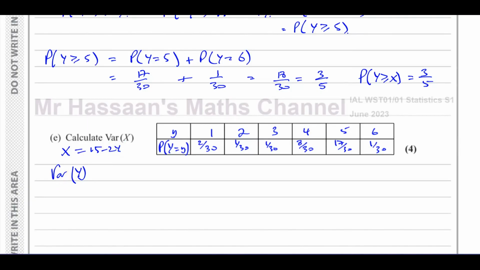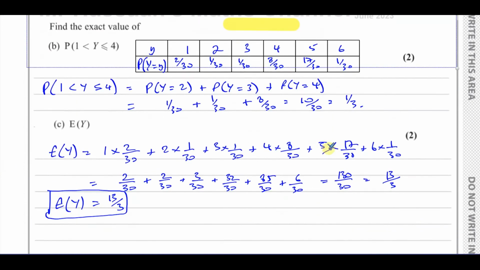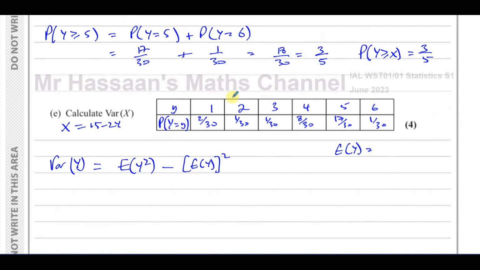So first I'll find the variance of y. The variance of y is like the mean of the squares, which is E of y squared, minus the square of the mean, which is E of y, all squared. We already know what E of y is. We found that on the last page. It was 13 over 3. So we worked out what that is. That's 13 over 3.